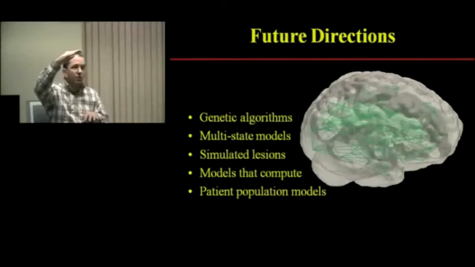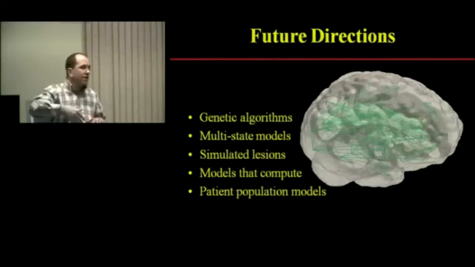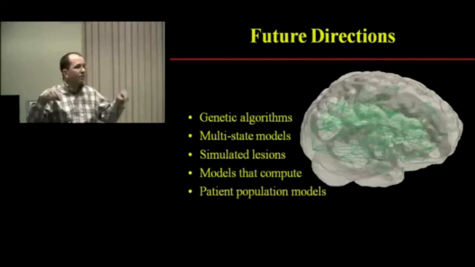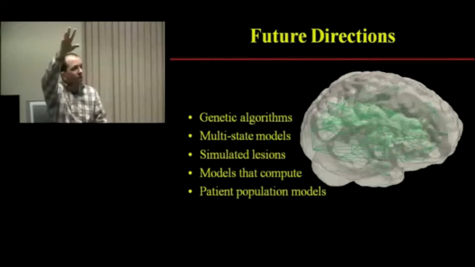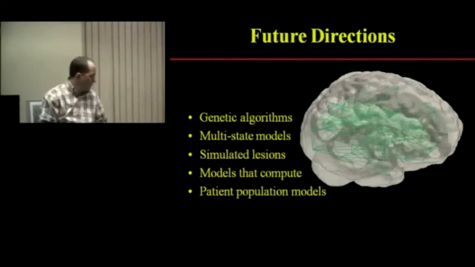Multi-state models is basically looking at multiple different cognitive states, and we'll combine that with our genetic code. Simulated lesions: we know that as we get old, we lose certain parts of our brain, and so we can take this model. If we can build a genetic code that produces the output we expect, we can go in and pluck out nodes and see how that affects the behavior of the system. We can generate models that can actually compute.